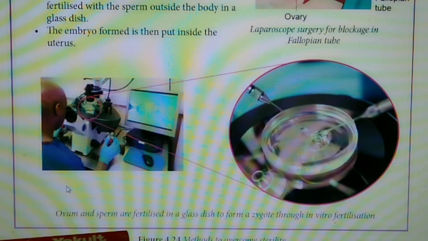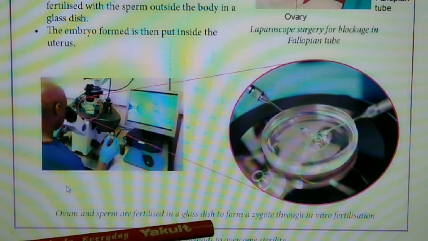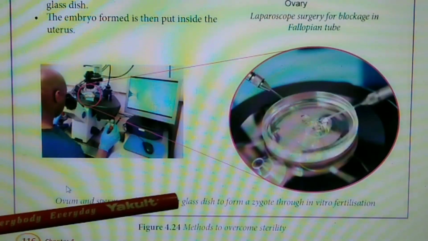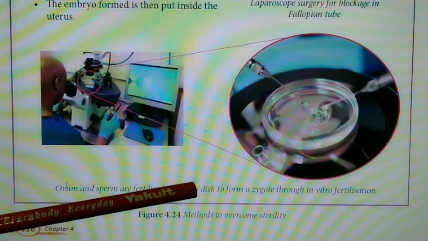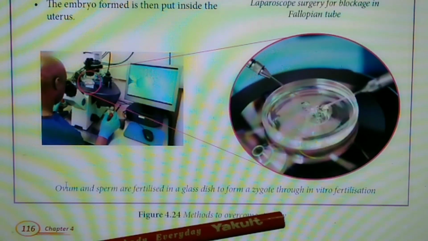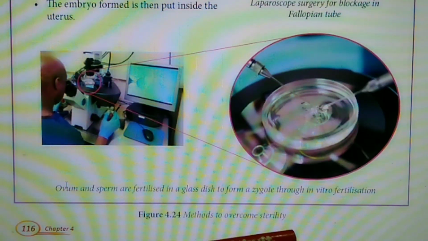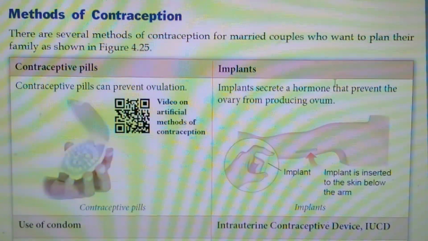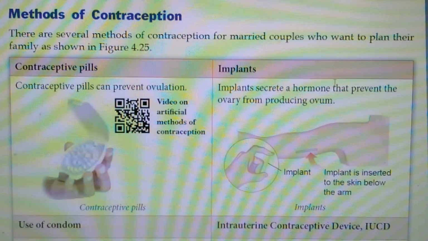So ovum and sperm are fertilized in a glass dish to form a zygote through in vitro fertilization. This is among the methods on how to overcome sterility for both male and female for a married couple. What we have discussed before is for the married couple who have a problem having children because of their reproductive system health. So they have to find a method to overcome that problem.